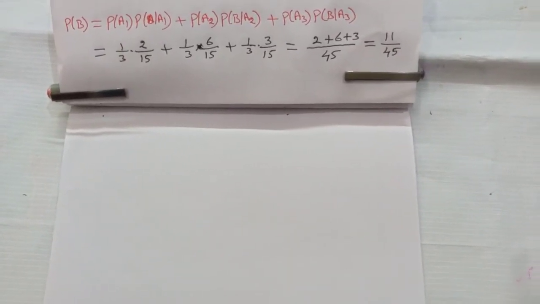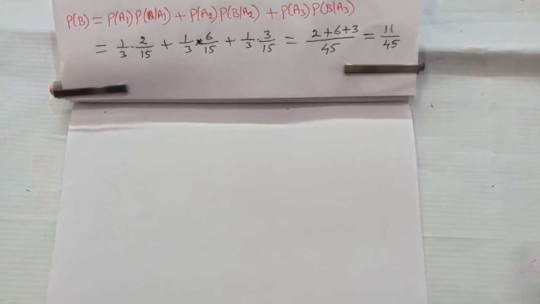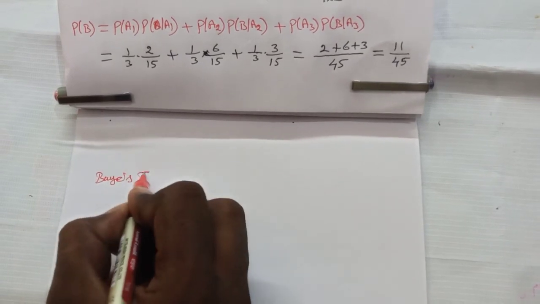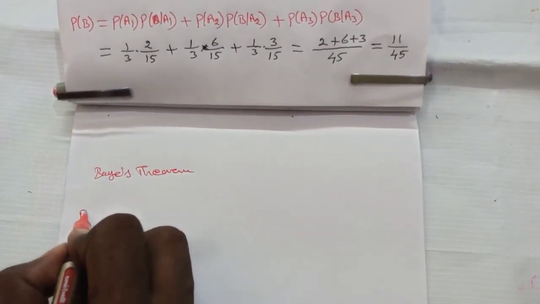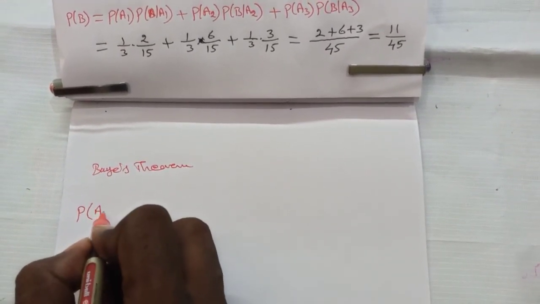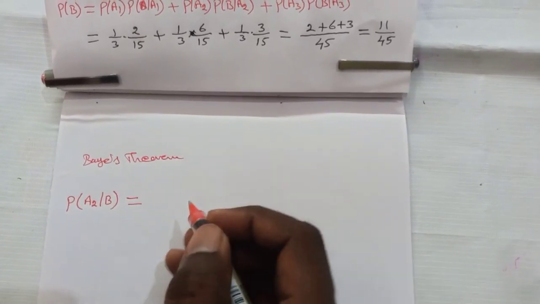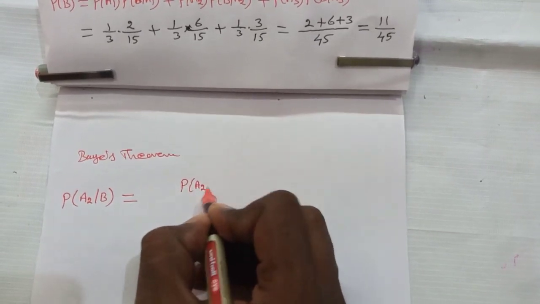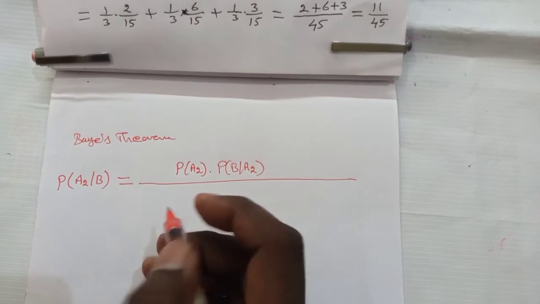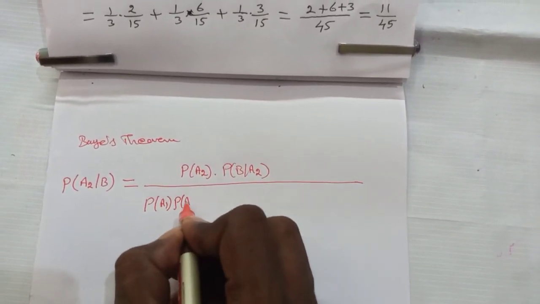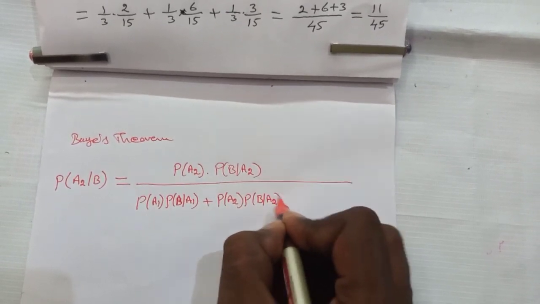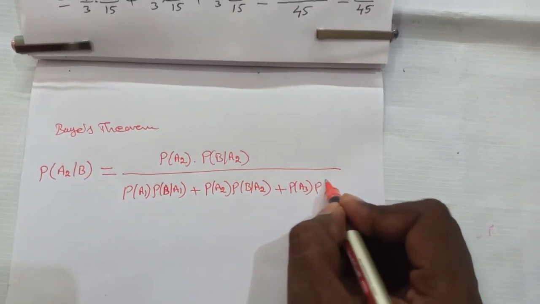So here the question is, what is the probability that the 1 red ball and 1 white ball we chose came from the second box? So this is Bayes theorem. What is Bayes theorem? The probability that the event B came from the second box is P of A2 into P of B given A2, whole divided by the sum over all the boxes: P of A1 into P of B given A1, plus P of A2 into P of B given A2, plus P of A3 into P of B given A3.